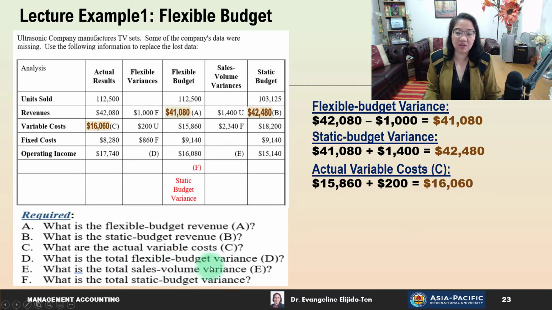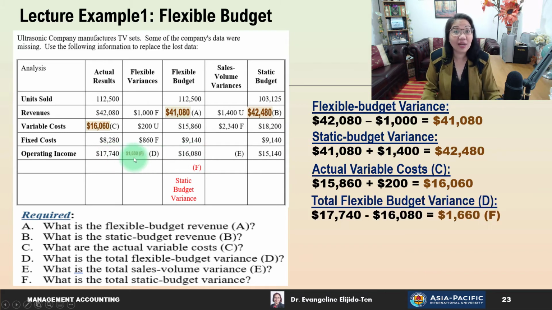What is the total flexible budget variance? We are looking for this figure here. We've got 17,740 and 16,080. So for letter D, we get $1,660, and that is favorable. Now let's go to letter E.